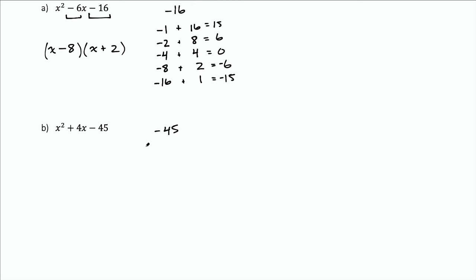So if we start going through, we can say, well, negative 1 and positive 45, negative 3 and positive 15, negative 5 and positive 9. And right there, I'm going to stop, because once you find a pair that adds to be this middle coefficient, then we're done. So negative 5 and positive 9 are our numbers. So we've got x minus 5 and x plus 9. And there's our factored form for that quadratic.